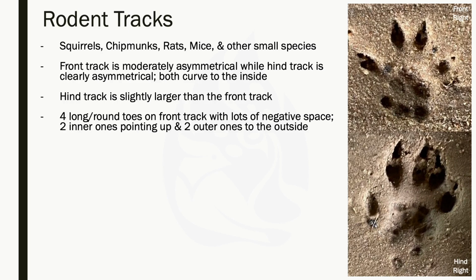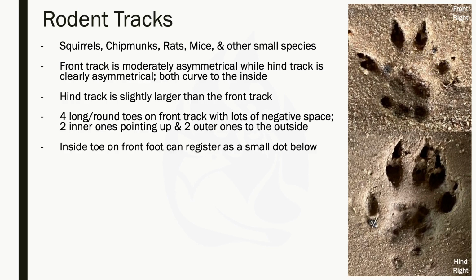When we look at the front track, we'll notice that it actually has 4 long or round toes, and we can see that there's 2 inner toes here, which are pretty much in line at the top. Okay, if you drew a line across the top of them, there's no clear leading toe, and we'll see there's lots of negative space both between them and between 2 outer toes here, right? Now the outer toes point more towards the outside, and you can see the difference with the inner toes, which point more north and south, okay? But they're really spread out, lots of negative space between them.